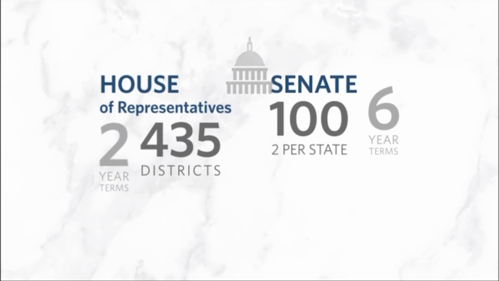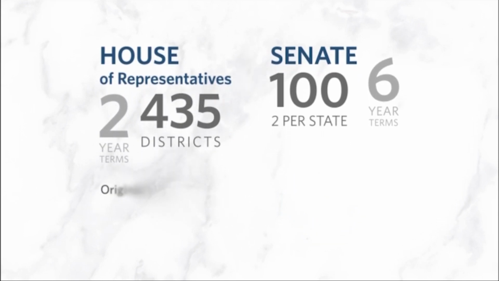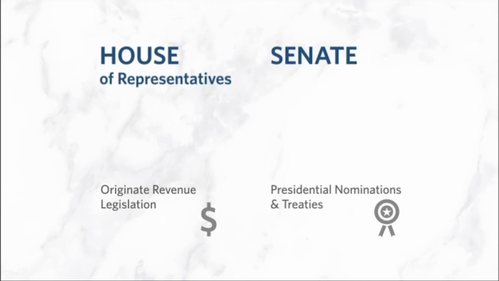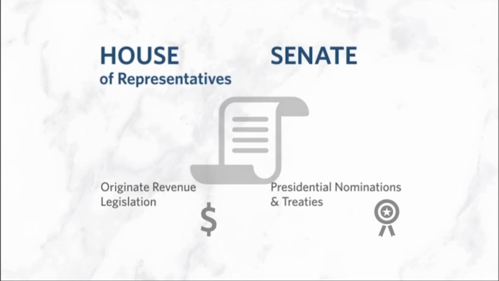The 2 chambers are fundamentally equal in their legislative roles and functions. Only the House can originate revenue legislation, and only the Senate confirms presidential nominations and approves treaties. But the enactment of law always requires both chambers to separately agree to the same bill in the same form before presenting it to the President.